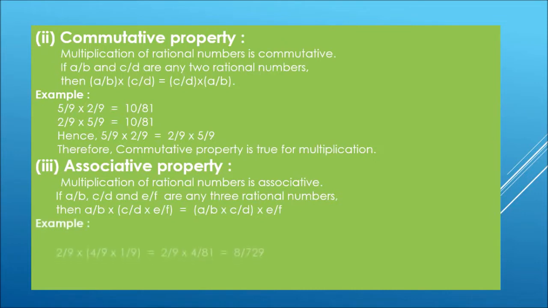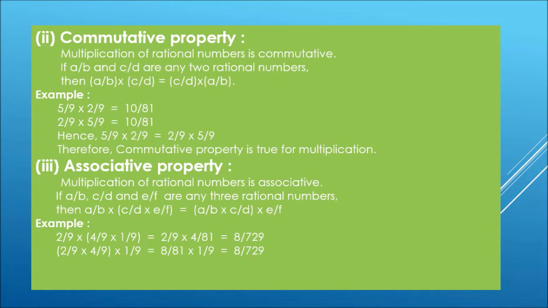Example, we have three rational numbers 2/9, 4/9 and 1/9. And if you multiply in the order (2/9 × 4/9) × 1/9, the answer will be equal to 8/729. Now, the same rational numbers, if you multiply in the order 2/9 × (4/9 × 1/9), answer is again 8/729.